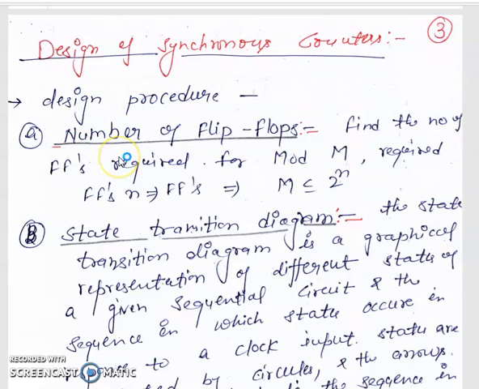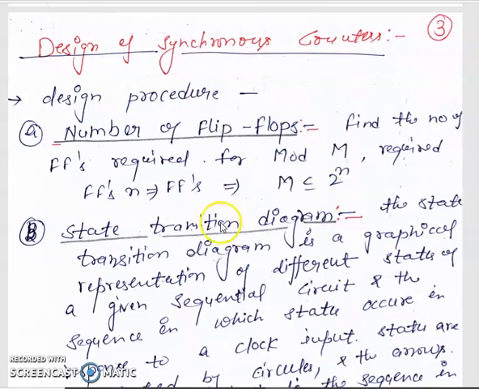First of all, we require the number of flip-flops. How many flip-flops are required for a particular synchronous counter? So the first step is the number of flip-flops. The number of flip-flops is required as mod m. Mod m is the number of states, where m is less than or equal to 2 to the power n. N is the number of bits for any synchronous counter. So the mod is always less than or equal to 2 to the power n. That is the number of flip-flops.